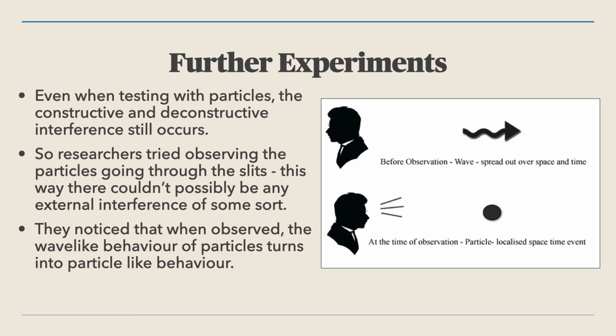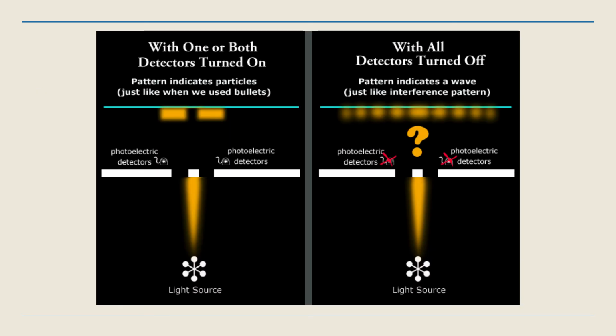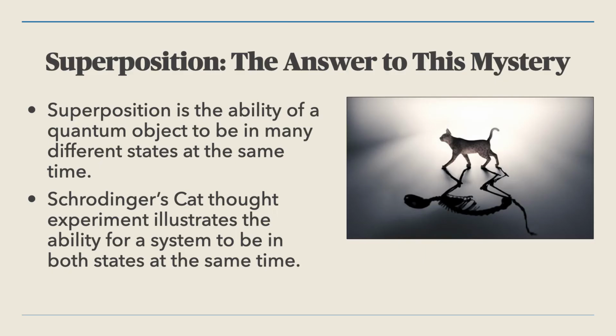Now, as shown in this photo, you have your detectors, and you can see on the left, when you have classical mechanics and you have a detector, you get two bright lines. Quite simple. When you take away the detector, you have fringe patterns, just like waves. Now, the key to all of this is something called superposition. This is the ability of a quantum object to be in many different states at the same time. In this case, being in a wave and a particle state at the same time.